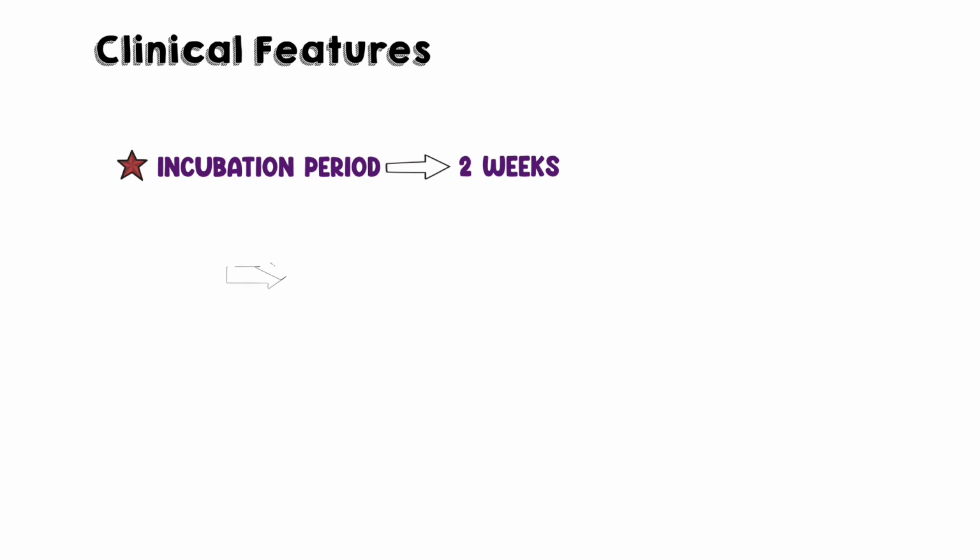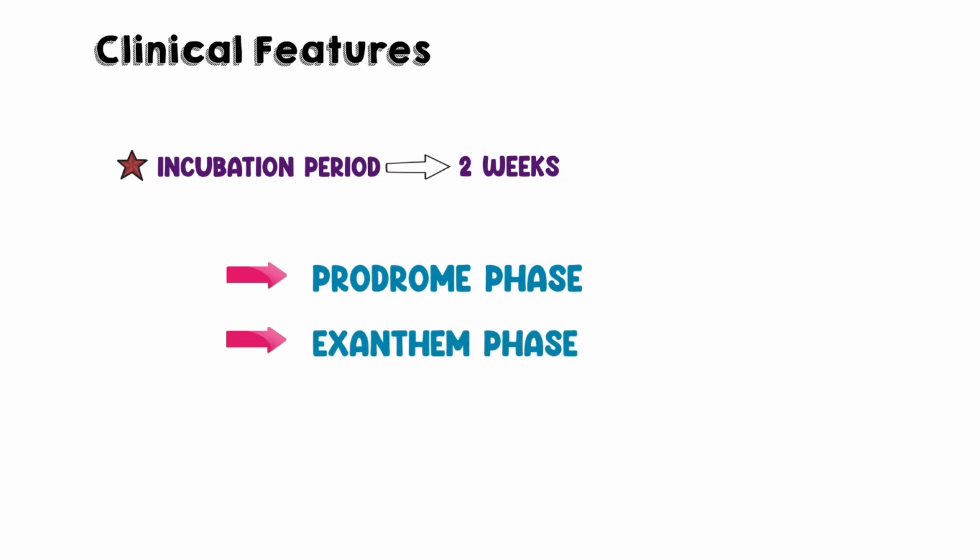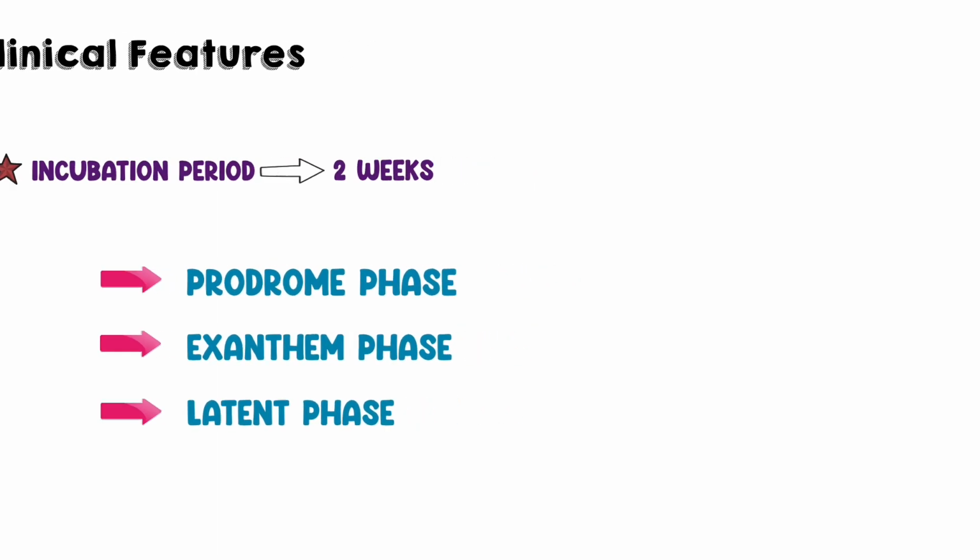Now the clinical features of chickenpox. The clinical features start to show up after about 2 weeks, and they are divided into 3 phases. Number 1, prodrome phase. Number 2, exanthum phase. And number 3, latent phase. We'll discuss these phases one by one.